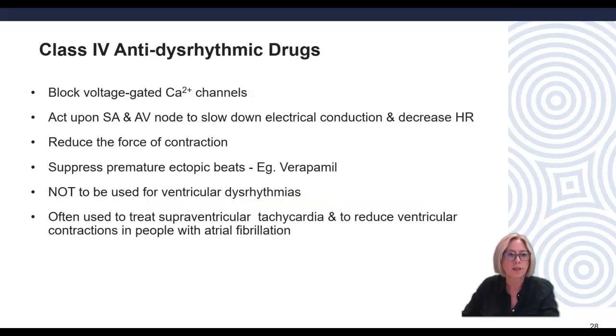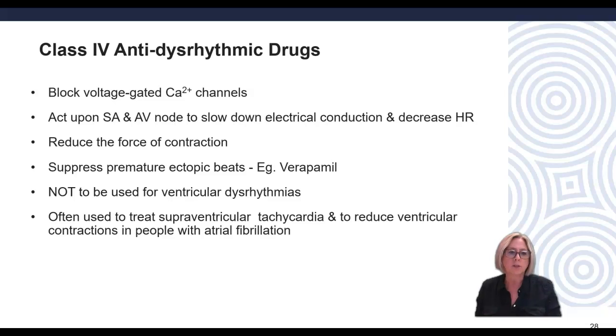The final class then is class 4 anti-dysrhythmic drugs, and these are acting on voltage-gated calcium channels in cardiac muscle cells at the plateau phase, and also the depolarization phase of the sinoatrial node. So they're blocking voltage-gated calcium channels. So they're going to act upon the sinoatrial and AV node to slow down electrical conduction and therefore decrease the heart rate. Because they also act at the plateau phase in cardiac muscle cells, they're going to reduce the force of contraction by blocking those calcium channels.